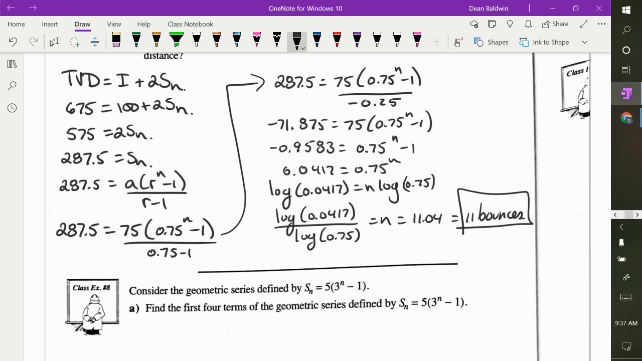Once you get it down to one term equals another term, then you log it. Don't log it before, otherwise it's going to be a mess. So 0.75 minus 1 is negative 0.25. Multiply that up, get negative 71, blah, blah, blah. Divide up to 75, get this. Add the 1, and then at this point, you can log it. You just have a term equaling a term.